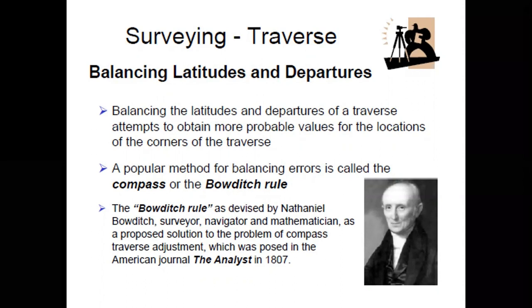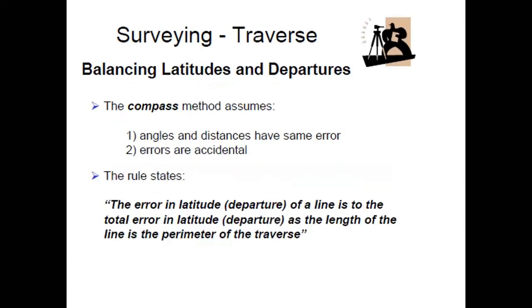Now, the Bowditch rule, as proposed by Nathaniel Bowditch, a surveyor, navigator, and mathematician, was a solution to the problem of compass traverse adjustment, which was posted in the American journal The Analyst in 1807. The compass method assumes the following: first, angles and distances have the same error, and second, errors are accidental.